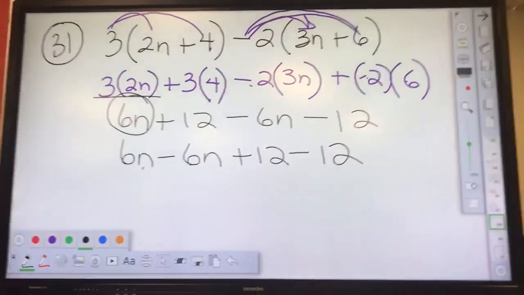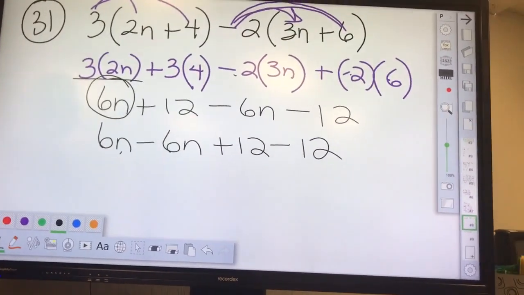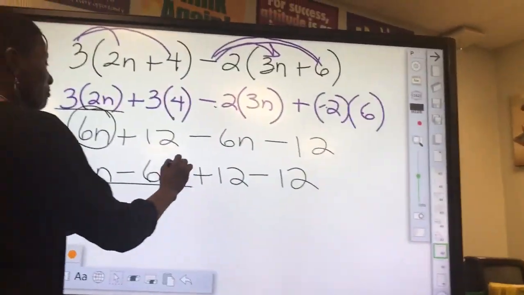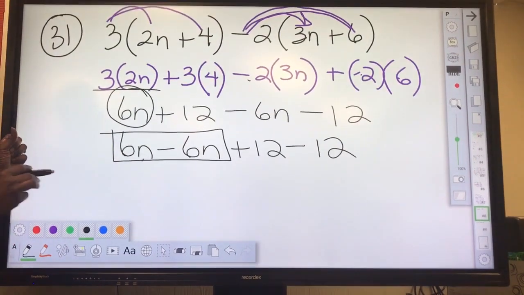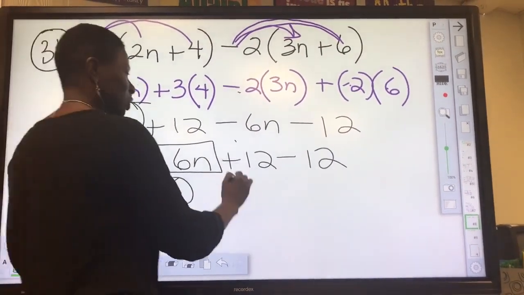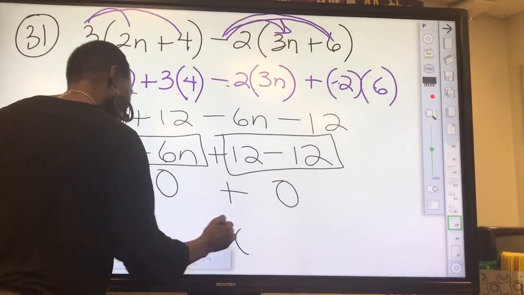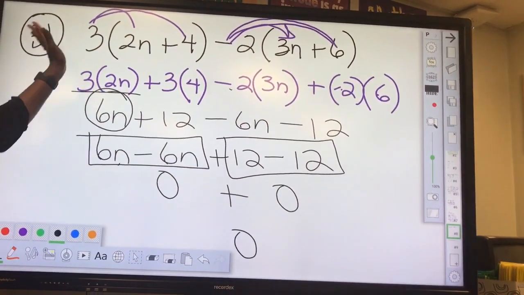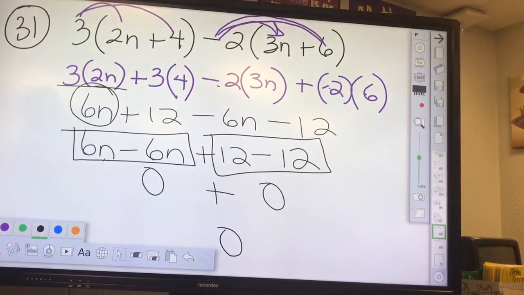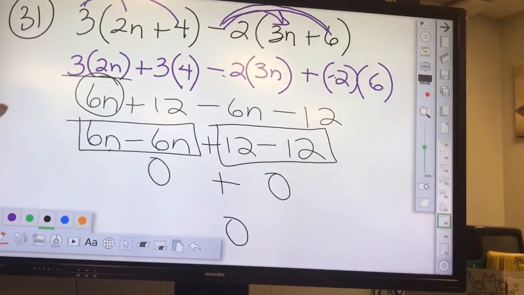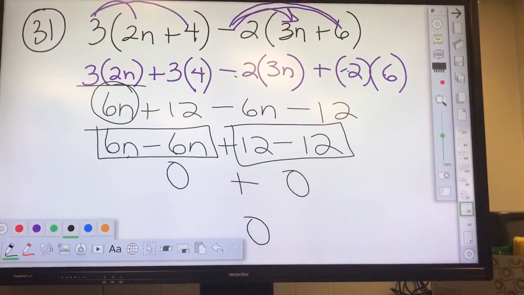Can you combine those? What's 6n minus 6n? It's 0. So what's 12 minus 12? 0. So n equals 0. Yep. It's not n equals 0, it's just 0. It's nothing. You took away everything. Does that make sense? Yes.